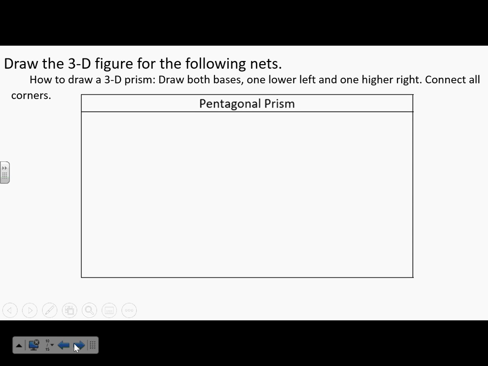So now to draw 3-dimensional. So now we're going to do the opposite. They give you the net. You have to draw the 3-dimensional figure. So the best way to do this is to draw both bases, one in the lower left, one in the higher right, and then connect all the corners. So this is a pentagon prism. So I start by drawing a pentagon.